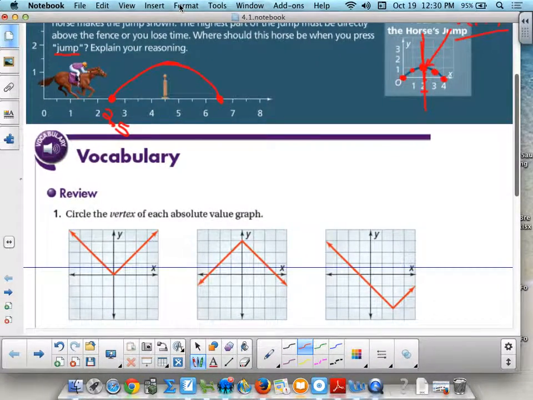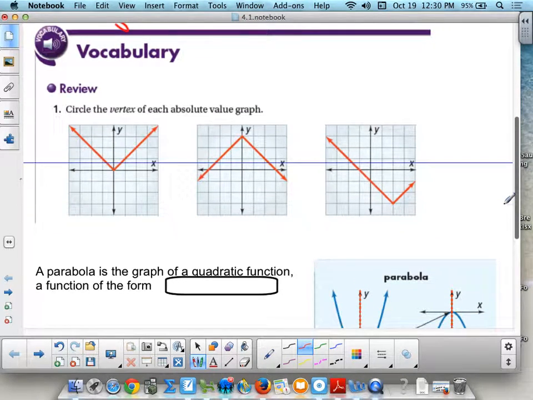This one is just looking at these old functions. And by the way, these functions, they're V's, so they're absolute value functions, right? Okay, circle the vertex is all I want you to do. That should take you, honestly, 2 seconds.